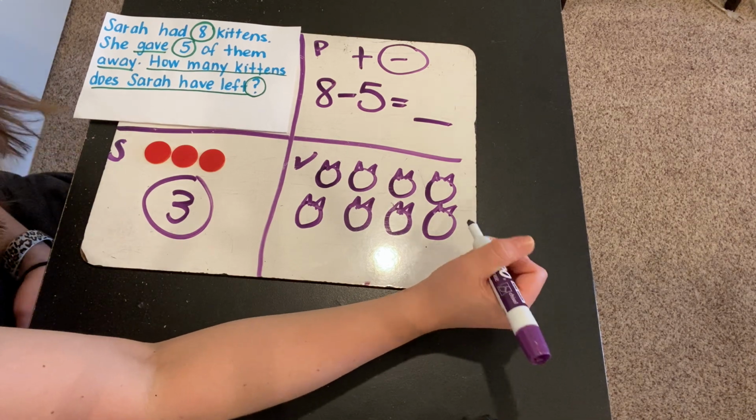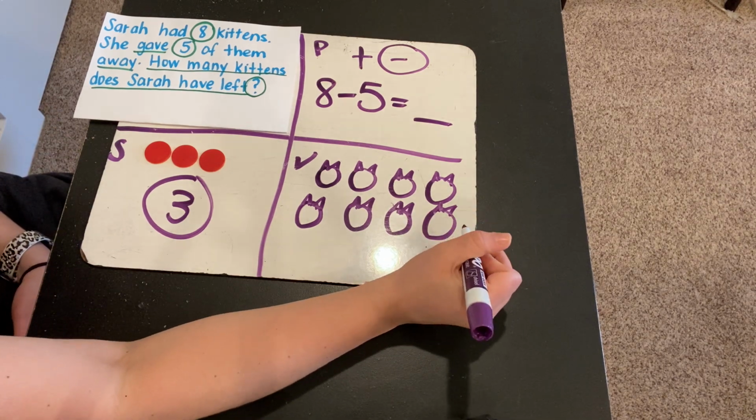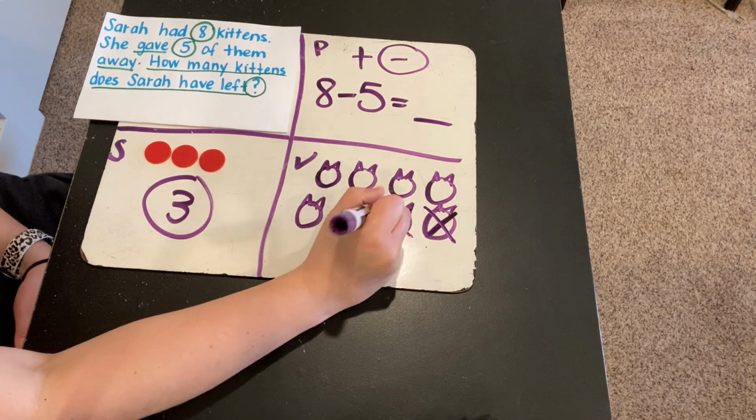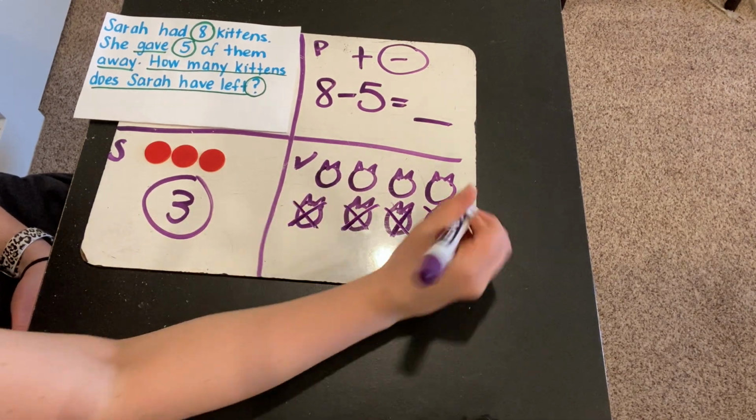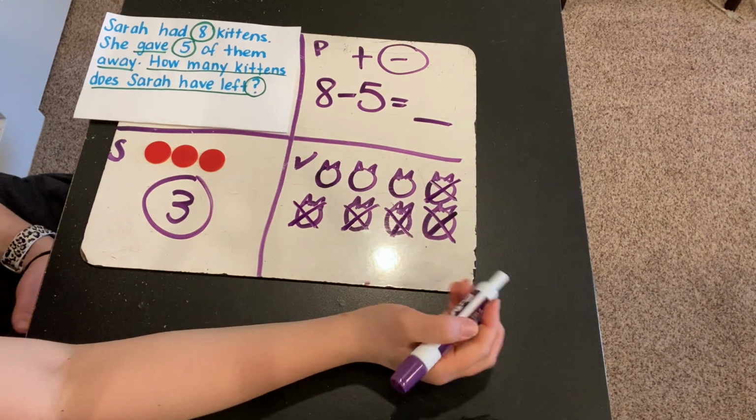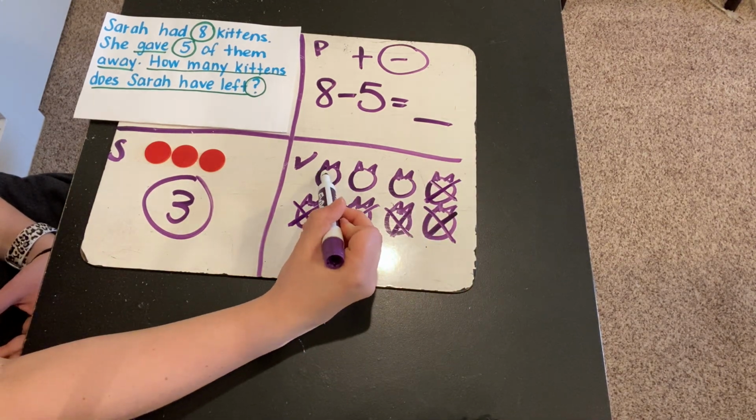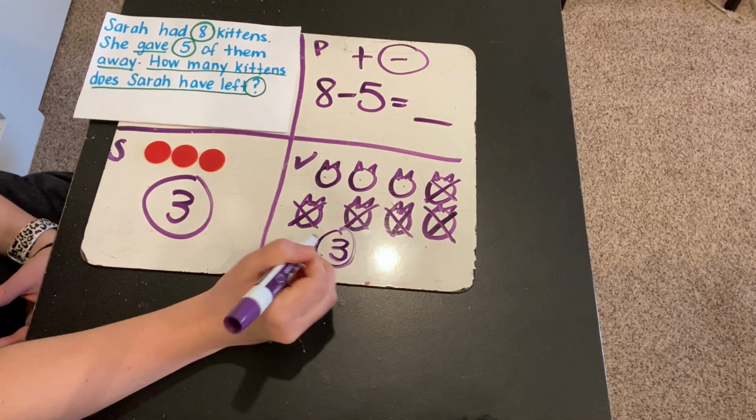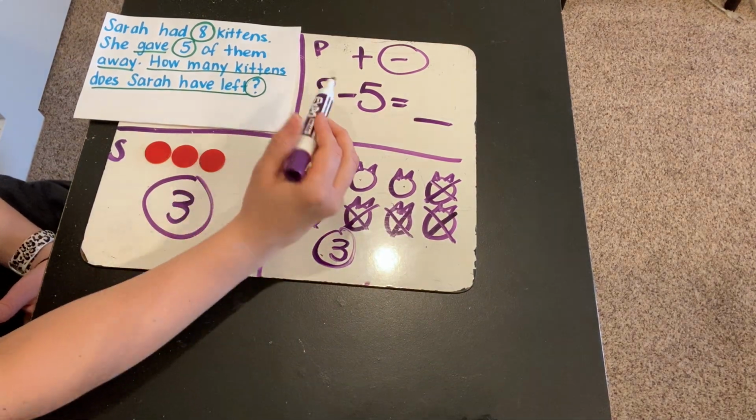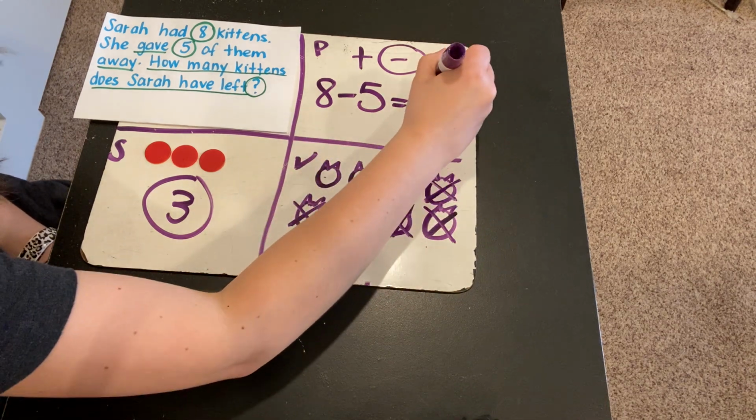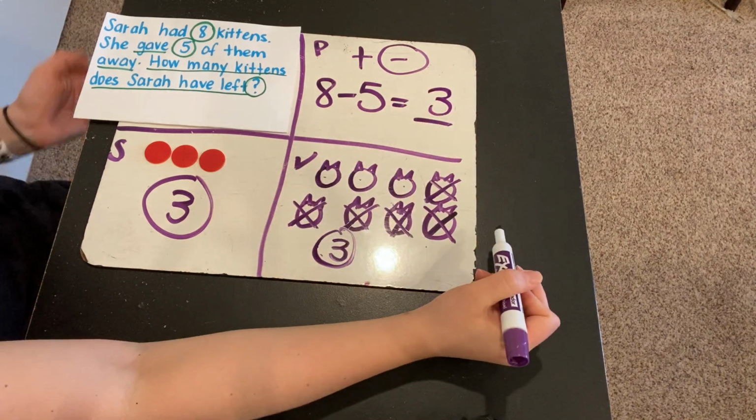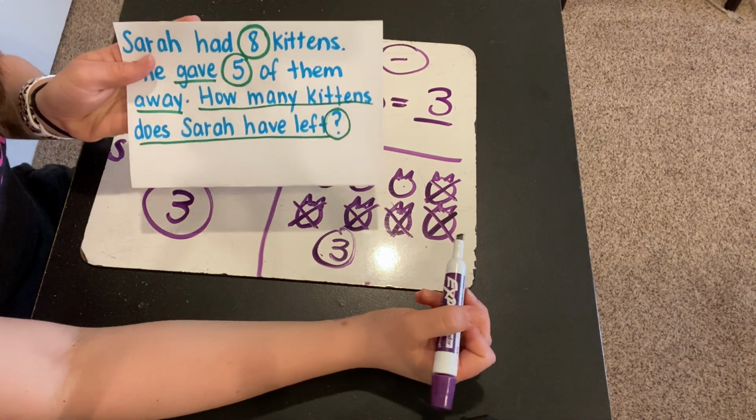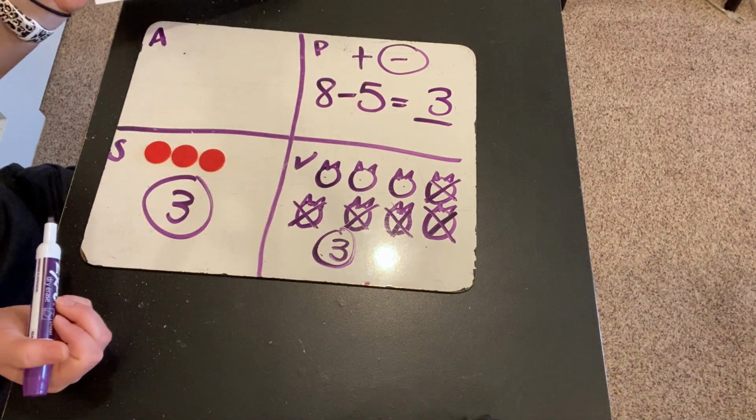So to show that we're giving them away, I'm just going to X out 5. So 1, 2, 3, 4, 5. How many kittens are left? 1, 2, 3. So I got the same answer both times. So we know for sure 8 minus 5 equals 3. And we can answer the question now. How many kittens does Sarah have left? She has 3 kittens left.